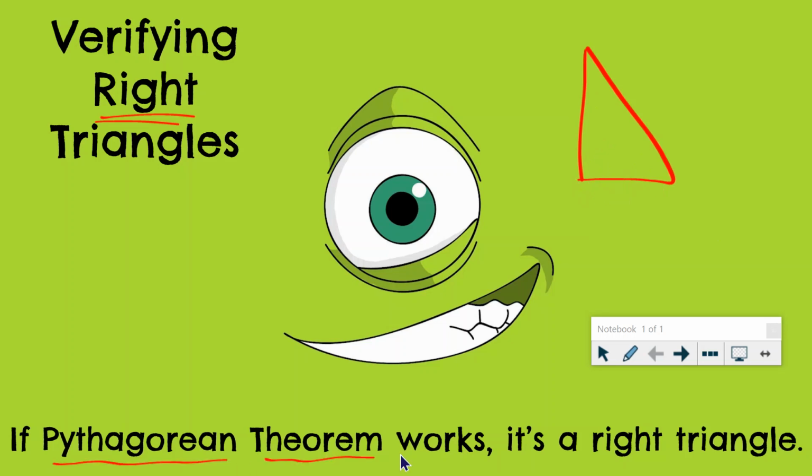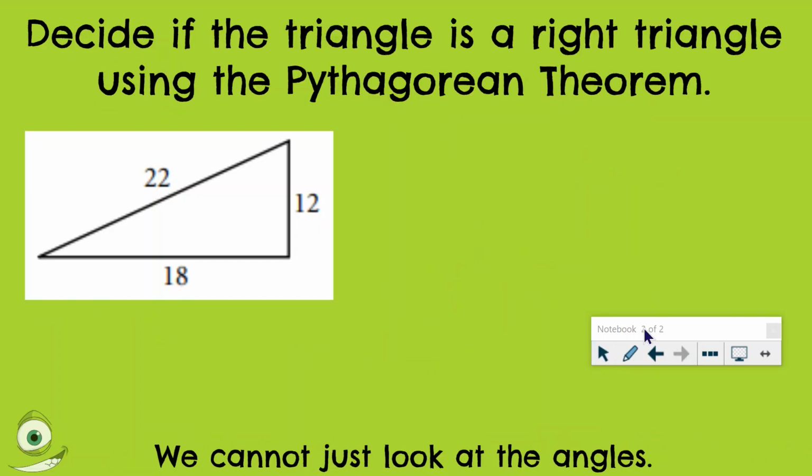If it works in Pythagorean theorem, basically, if you can plug in the A, B, and C, and one side of the equation, A squared plus B squared, actually does equal C squared, then it's a right triangle. So we're just testing to see if a given triangle with the three sides that we see would actually make sense in this formula, making it a right triangle. So we want to decide if this is a right triangle using Pythagorean theorem.